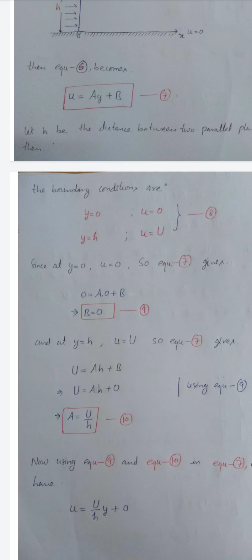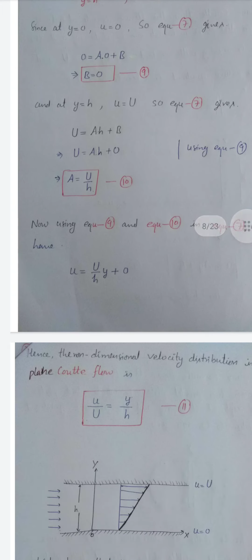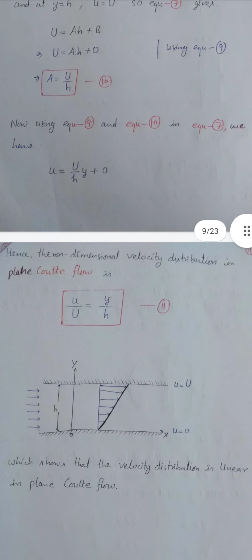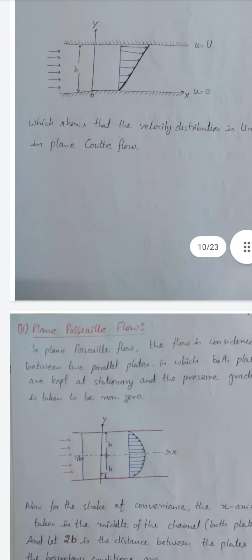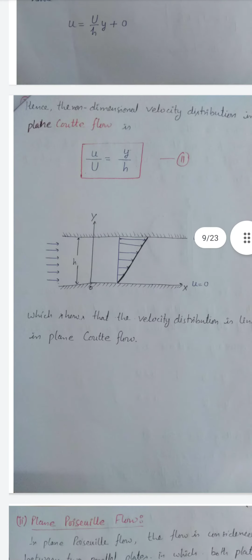Now putting these values in which equation? In equation 7. We get here u is equal to U upon h into y. And here the non-dimensional velocity distribution in plane Couette flow is u upon U is equal to y upon h. We get this, which shows that the velocity distribution is linear in plane Couette flow. Now I am taking the next one, plane Poiseuille flow. In plane Poiseuille flow, what do we have to take?